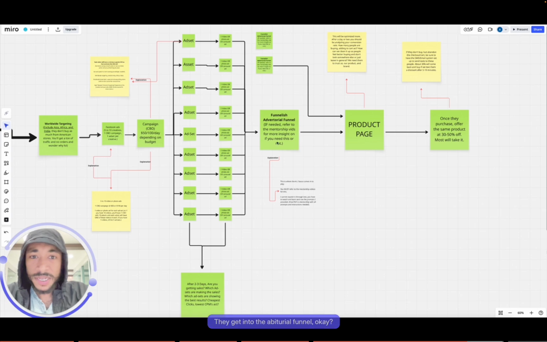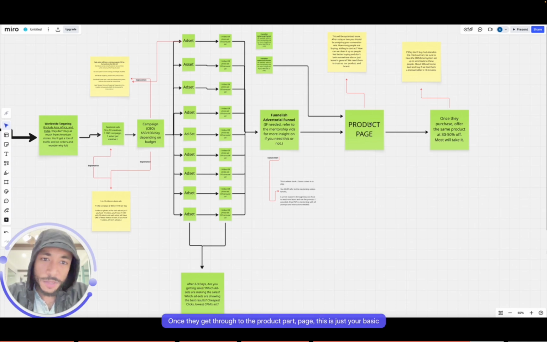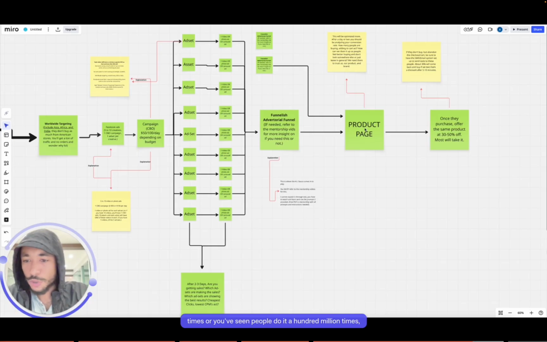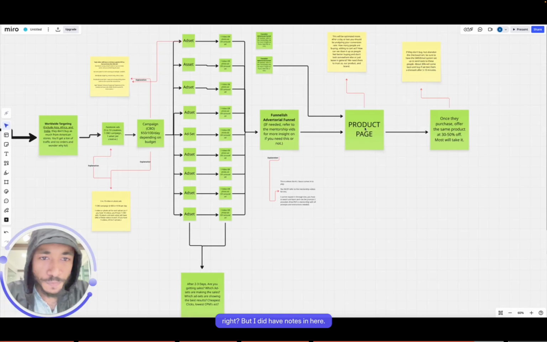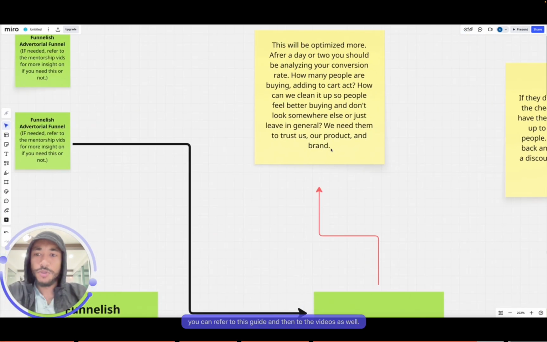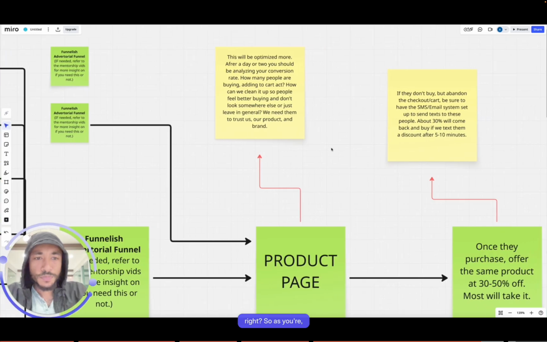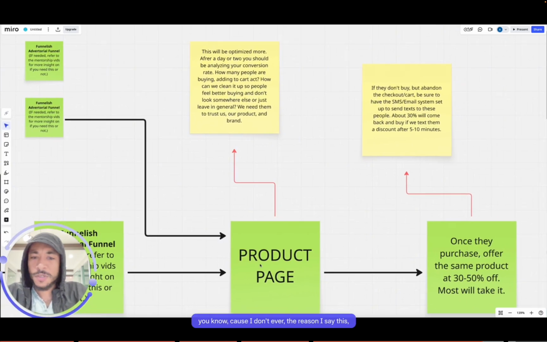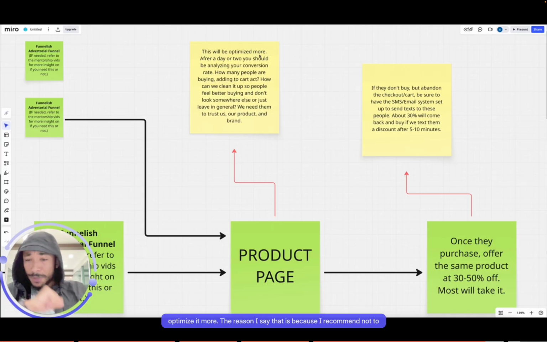So they get through the funnel, right? One ad, they get into the advertorial funnel, okay? Once they get through to the product page, this is just your basic product page setup. This is nothing. This is what you've done a million times, or you've seen people do it 100 million times, right? But I did have notes in here. So as you're going through it, you can refer to this guide and then to the videos as well, and get whatever information you need, right? After a day or two, you should be analyzing and you need to optimize it more.